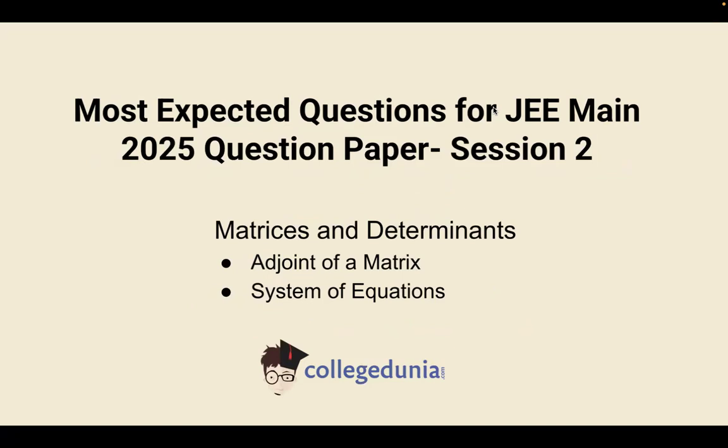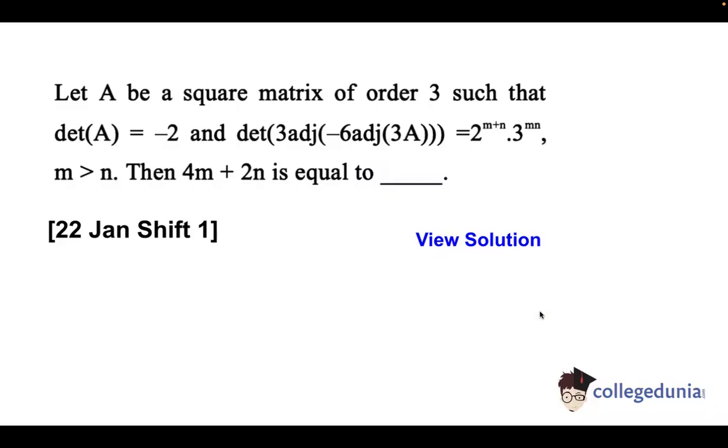The first chapter, which is very important in mathematics, is matrices and determinants. In that, these two topics, adjoint of a matrix and system of equations, are the two most important topics that came up in JEE Main session 1 in 2025. So we will be discussing the questions next.